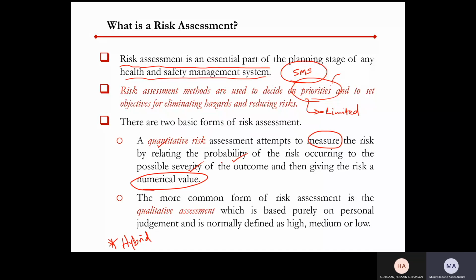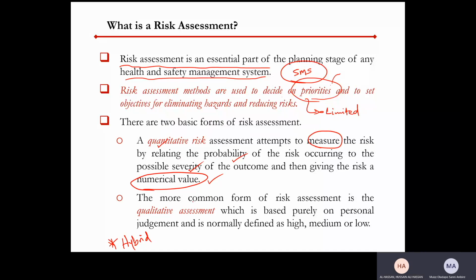Now there could be many different techniques used to determine the probability or the severity, depending on the complexity of the system, or the level of engineering detail required in the risk assessment. But at the end of the day, you come up with a numerical value of the risk. It's called quantitative risk assessment.